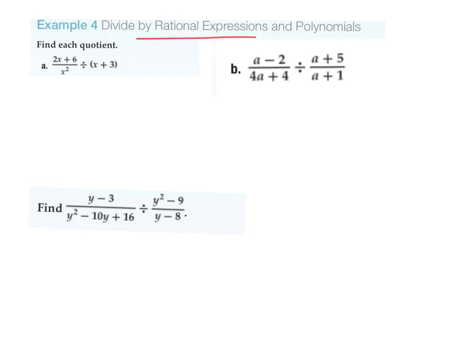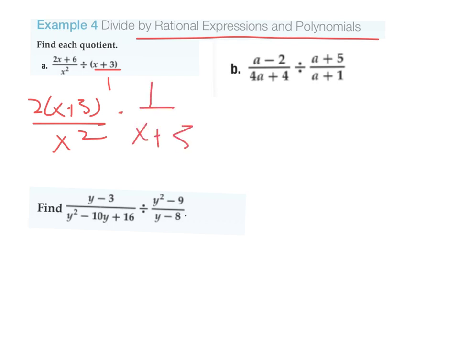To divide rationals, like I said, we're going to keep, change, flip. So this has a 1, so I'm going to factor this part, change to multiplication and flip the 1 over x plus 3. And because the x plus 3 has the same on top and bottom, they cancel. And so what I'm left over with is a 2 over x squared.